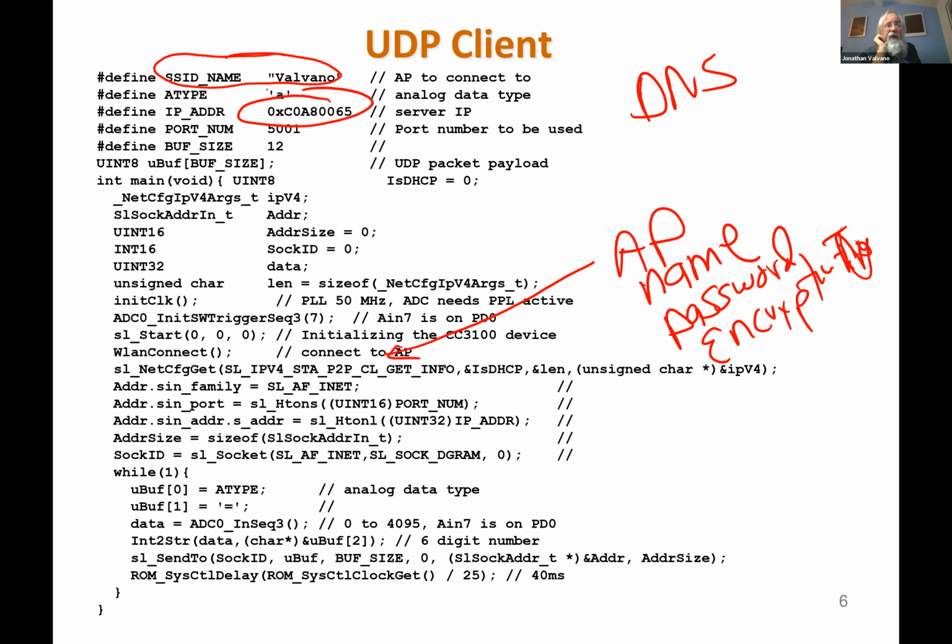I could go to the router or the access point and ask what my address is. When I connect up to the access point, it will respond back to the device with its IP address. And I just copied the connection from the server and hard coded it into the client here. So I didn't use a domain name service.